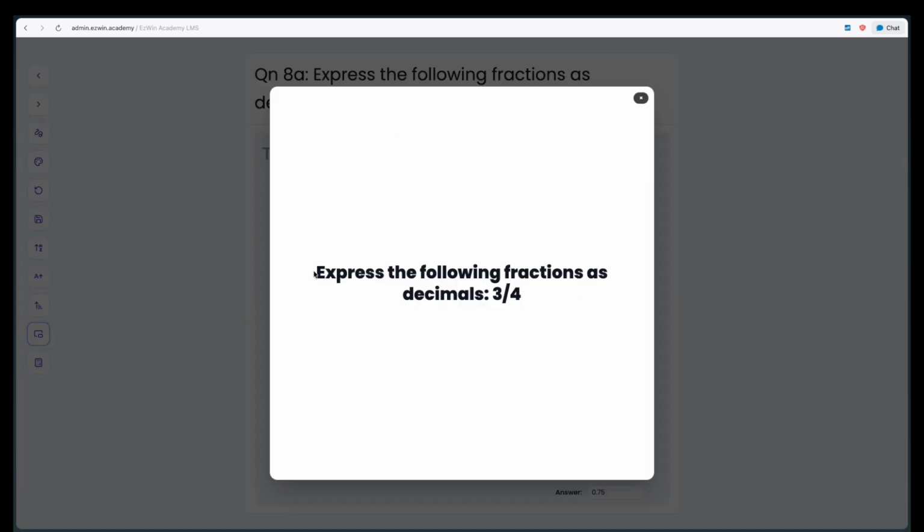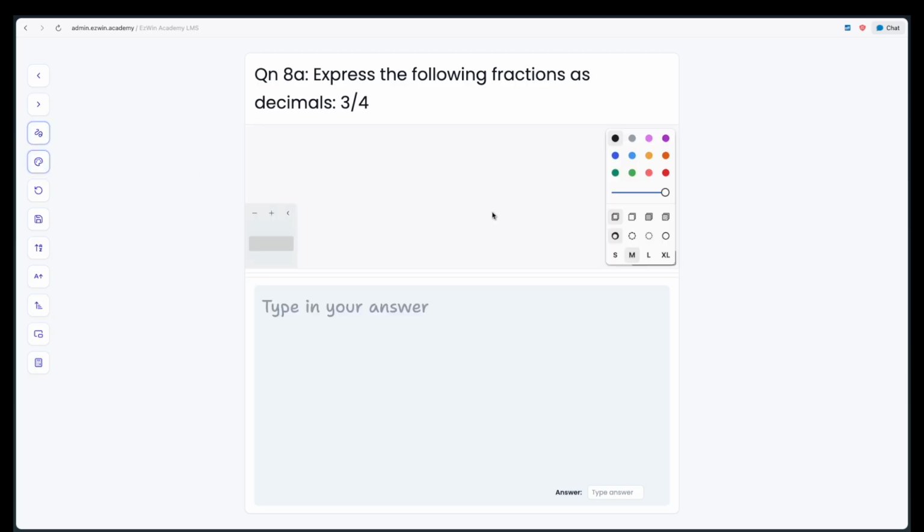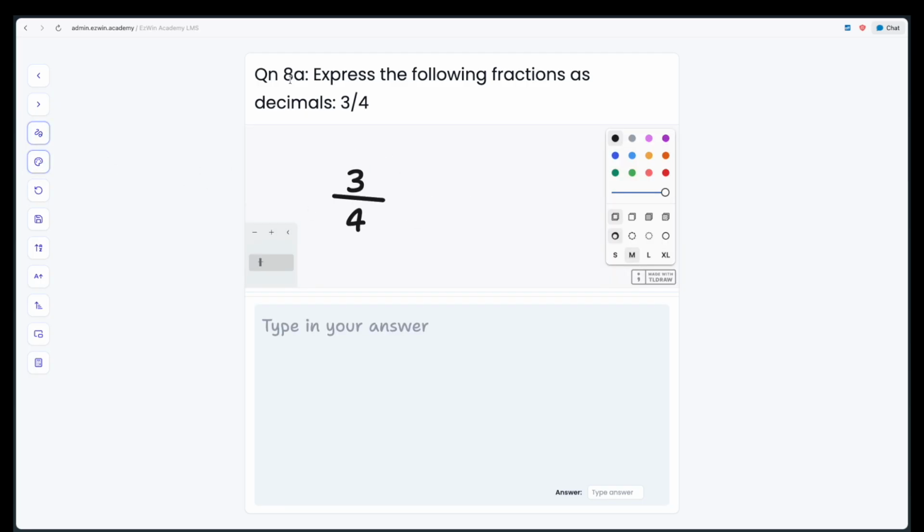Question 8a. Express the following fractions as decimals, 3 out of 4. So in this case, we have 3 out of 4. It's basically just division, right? So I'm going to put the workings as well. All right, so question 8a, express the following fractions as decimal, 3/4. So in this case, 3/4 over here, right? If you want to manually divide, then you can do the workings as well.